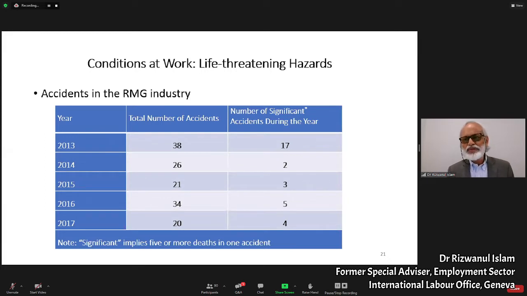We know of major disasters like the Tazreen Fashions, Rana Plaza, and so on and so forth. In 2013, that was the major accident. And you can see that the number of significant accidents actually declined after 2013. That was the year of the Rana Plaza disaster. After that, a lot of attention was received by this industry, and as a result, a number of actions were taken, and some decline has taken place in the number of industrial accidents.